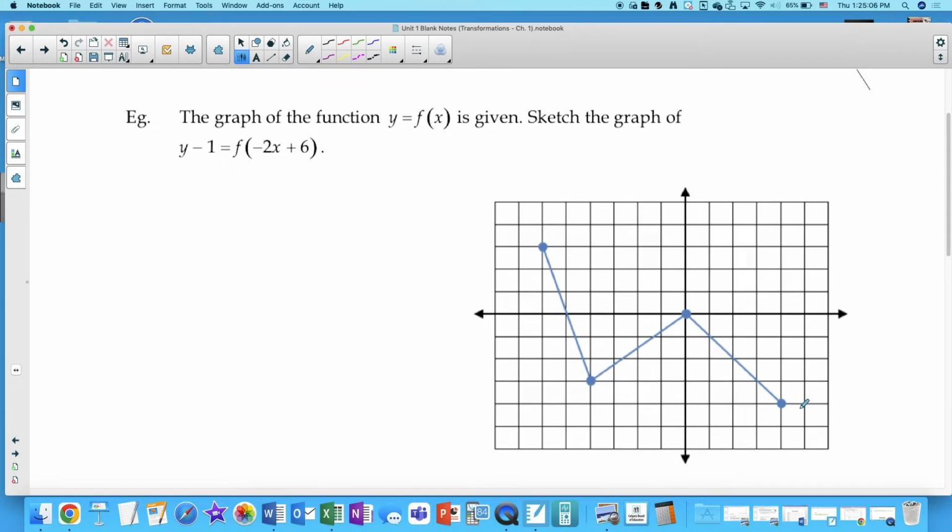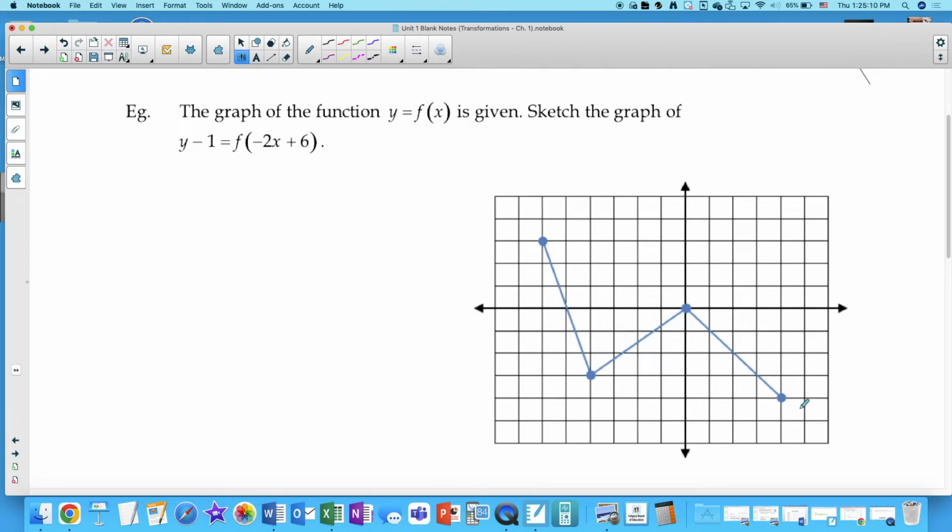Okay? So the graph of the function y equals f of x is given. Sketch the graph of y minus 1 equals f of -2x plus 6. Okay. So mapping notation, xy is going to move to 1 over b x plus h, ay plus k. Okay? Are we ready to do that yet? No, there's some work that needs to be done, right? Because we need, number one, y to be isolated, and we want the b value to be factored out if it's not. So I'm going to add 1 to both sides.